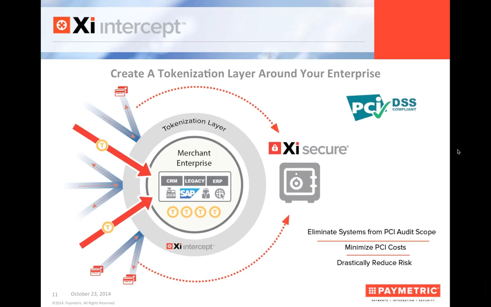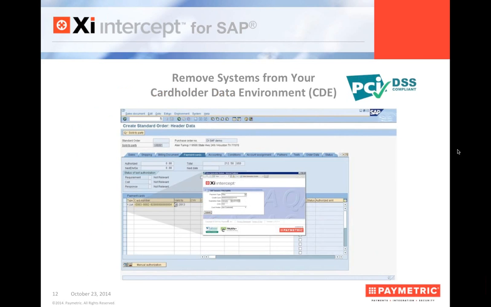Again, we only want to let tokens in. If there's raw card data, we want to disallow the exposure or entry of that raw card data within your environment. And we're going to secure that with our tokenization solution, Xi Secure, and also the Xi Intercept solution, which sits on top of Xi Secure. It makes calls to it, but Xi Intercept, again, specifically intercepts the data before it can be exposed within your applications.